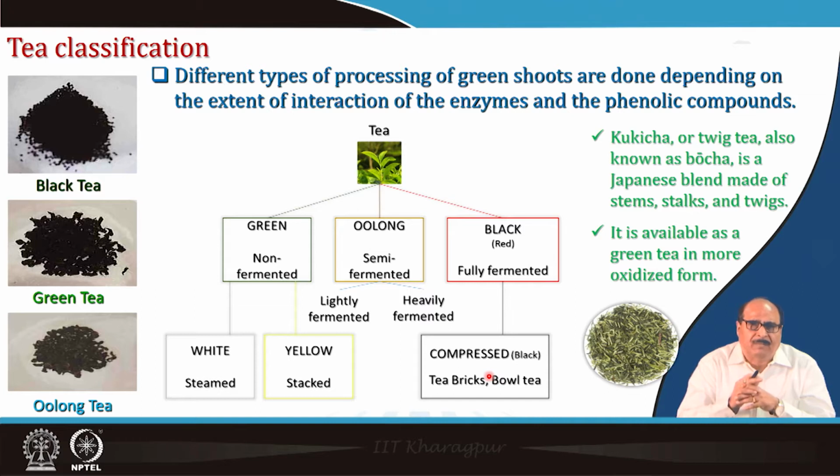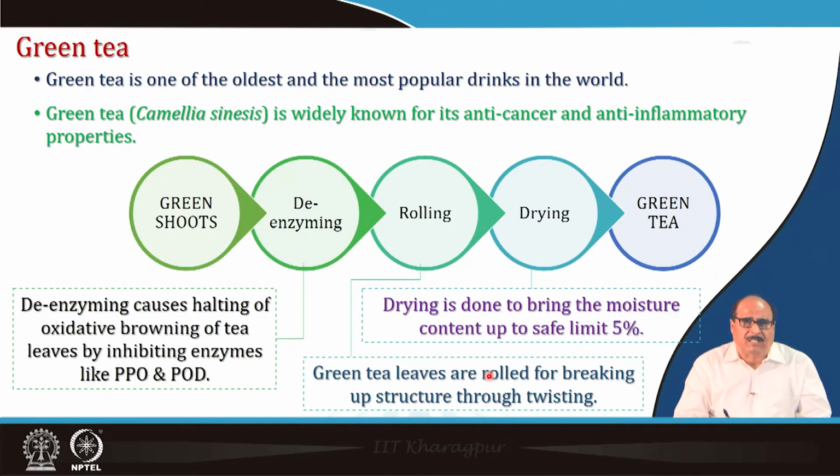In some countries black tea is also known as red tea. There are also green tea, white tea, yellow tea, or even compressed black tea bricks or bowl tea, etc. So, various types of tea are produced in India. In fact, if India is known for one single product, it is Indian tea. Worldwide it has found very good acceptability.